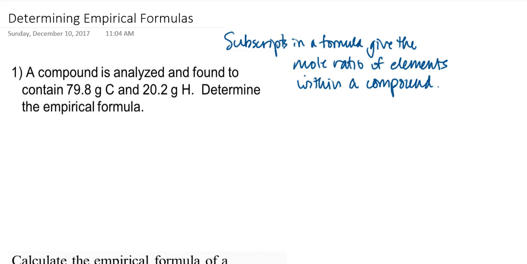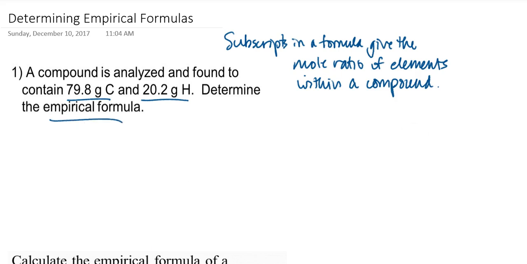So what that means is, if I can take the given information and convert each amount of element that I'm given to moles of each element, and then take the ratio over those molar amounts, then I should be able to find the empirical formula. So, for example, I'm told that I have a compound with 79.8 grams of carbon and 20.2 grams of hydrogen. They want me to determine the empirical formula.